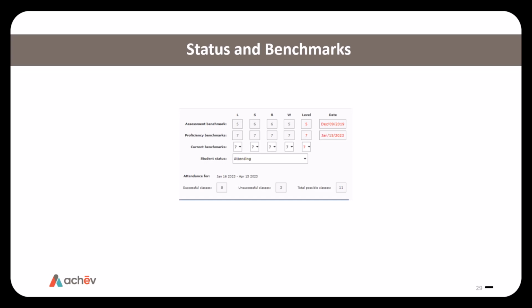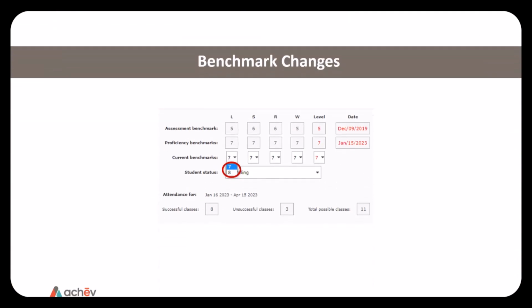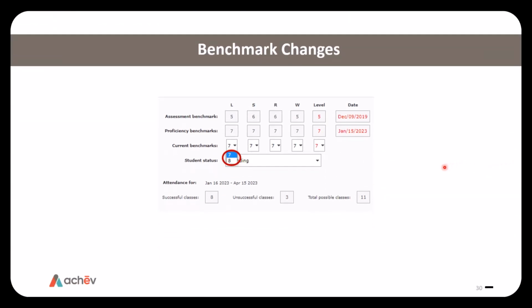So if I look at the current benchmarks, they're 7 and attending. So maybe this student didn't have 3 successful tasks during this time. So I'm not going to increase the benchmark. I'm just going to make sure that that is correct. And the student is still attending. If I have a benchmark change, that means I've had 3 or 4 successful tasks in a skill. I can increase the benchmark during this time. So for example, if it was in listening, I would increase it from 7 to 8.